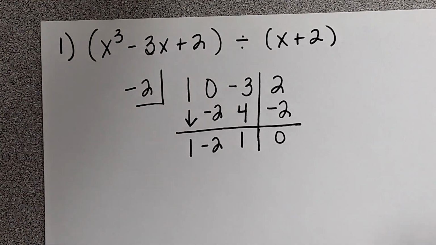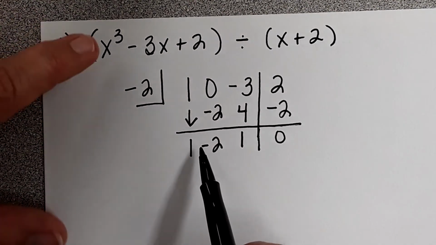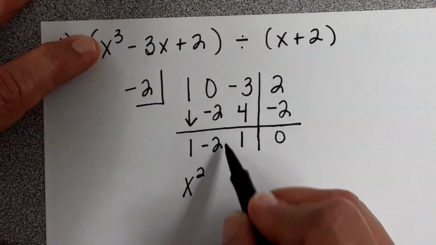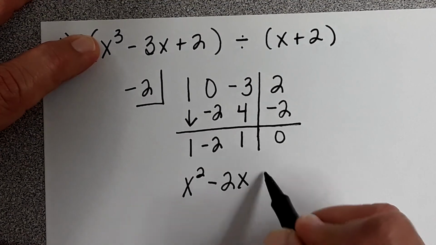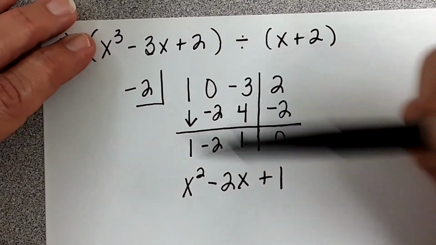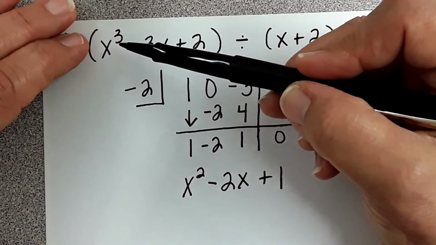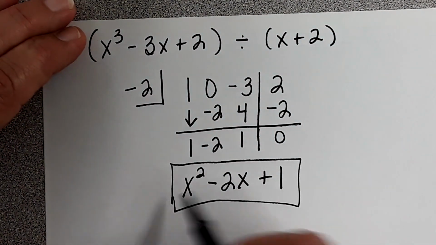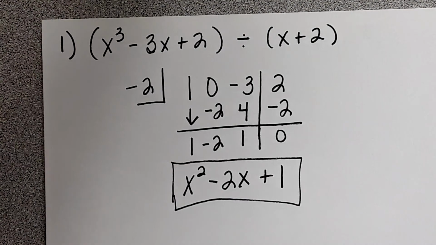So today what we're going to learn is if we have a remainder of 0, that means that x plus 2 is a factor, right? So if this was x to the third, this is going to be x squared minus 2x plus 1. Remember, your answer is always going to be 1 less than what you started out with. So I use synthetic division, and that's your final answer. Okay? How'd you guys do on that one?